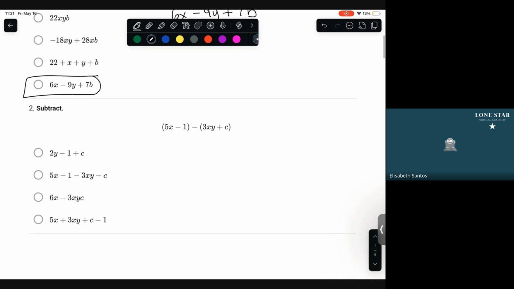Okay, so subtraction, so there's one thing you have to keep in mind, that minus sign. You're going to have to distribute that minus sign. So we're going to have 5x minus 1 minus 3xy minus c. And then if there are any terms you can combine, you can go ahead and do that. Which there aren't, so this is our final answer.